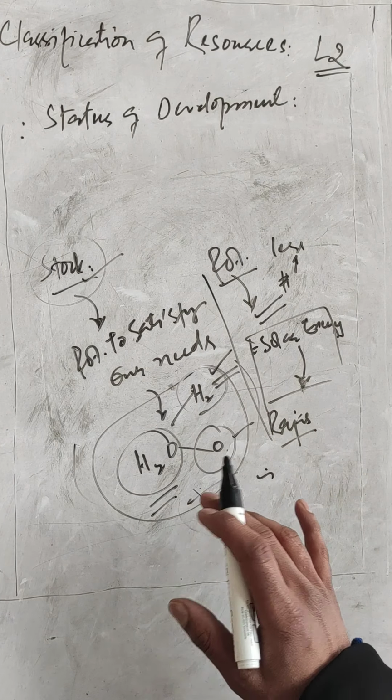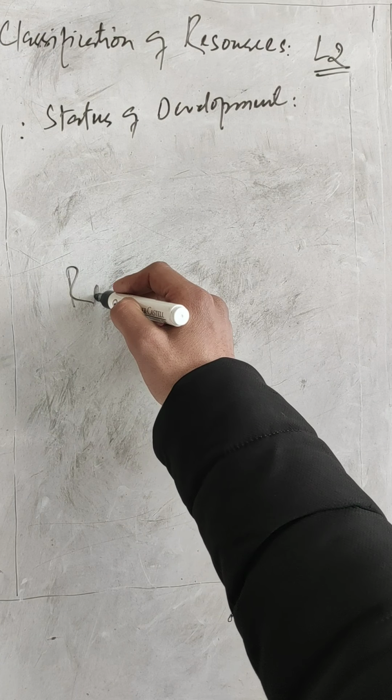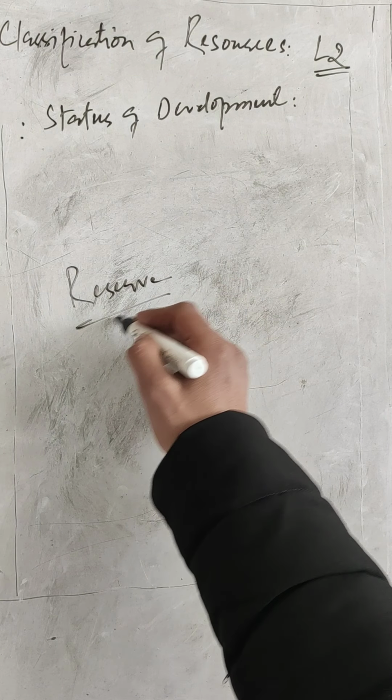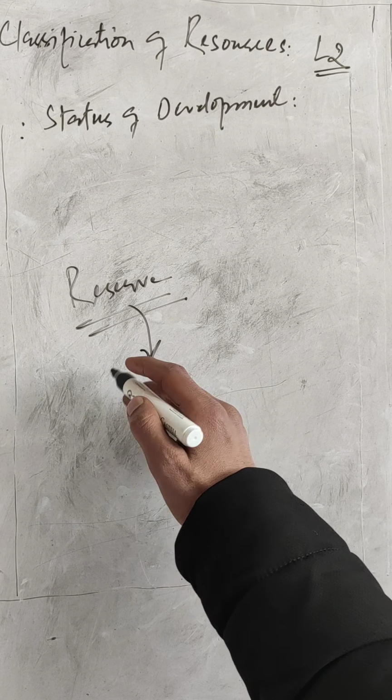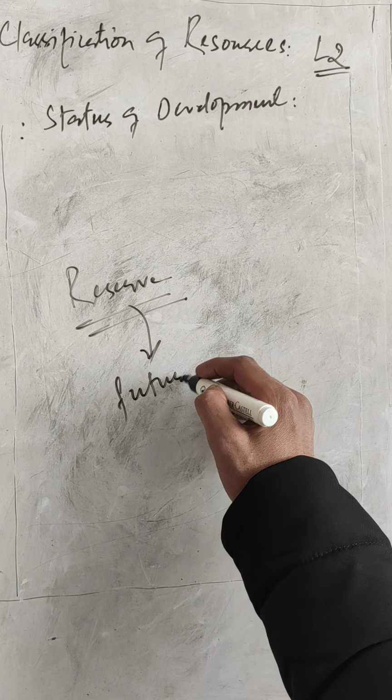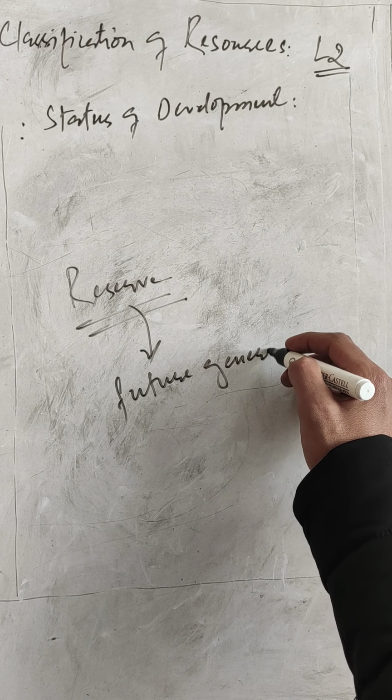So moving onwards, we'll discuss the reserve. Now, reserve. These are also resources, but deliberately we are not using them because they are meant only for future generations. Right?